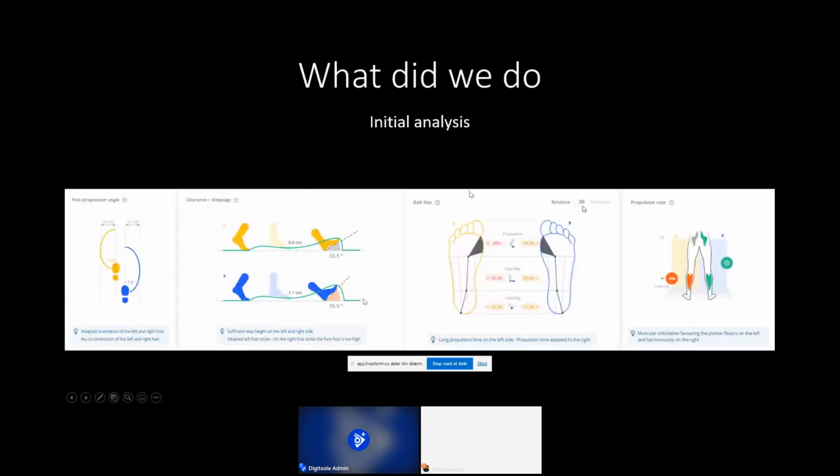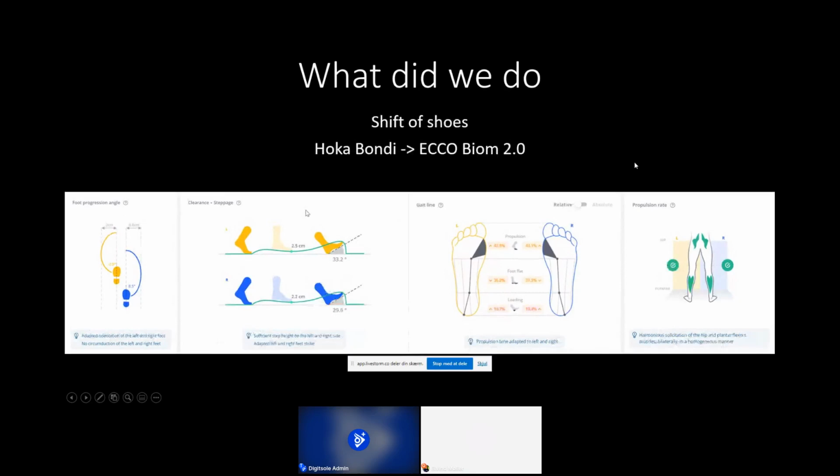So we talked about what kind of shoes might be able to support him in this. He had the Hoka Bondi, and then we asked him to try and walk in the EcoBiome 2.0. And this is the measurement from the EcoBiome 2.0. What we see from the rotational part, the foot progression angle, is not very much different. His clearance was somewhat higher, but that is maybe related to the shoe design being very different, but the alignment of this steppage was a bit better.